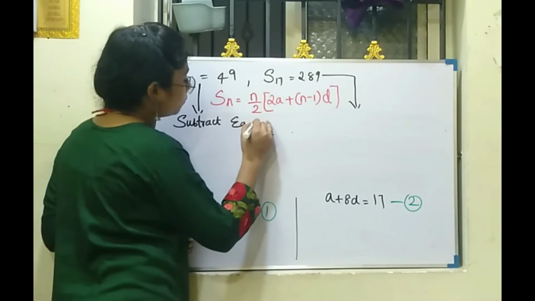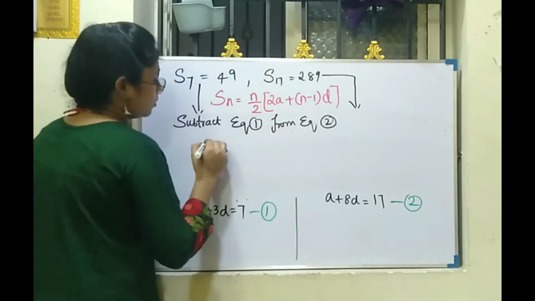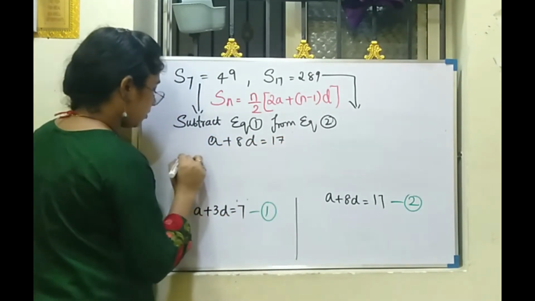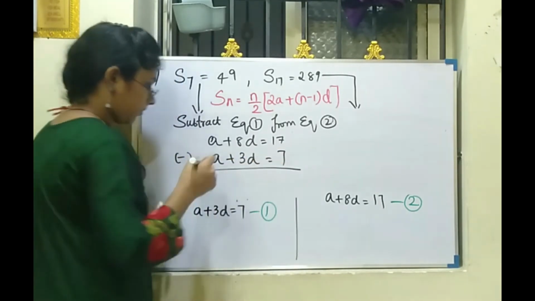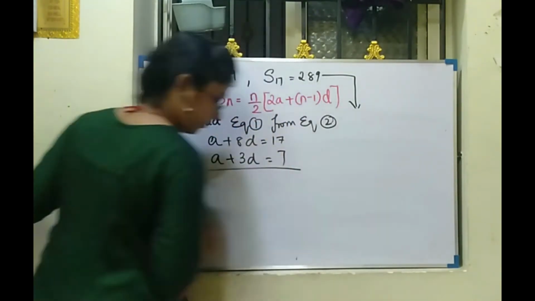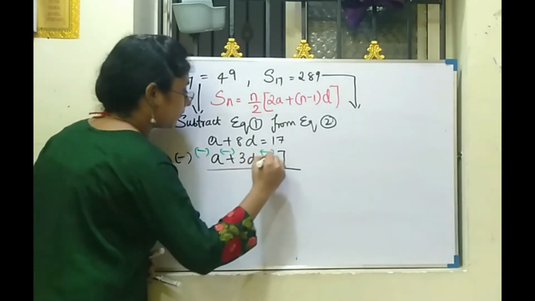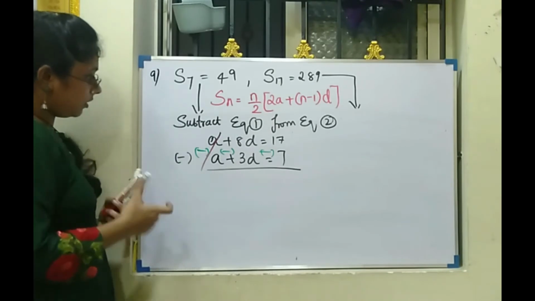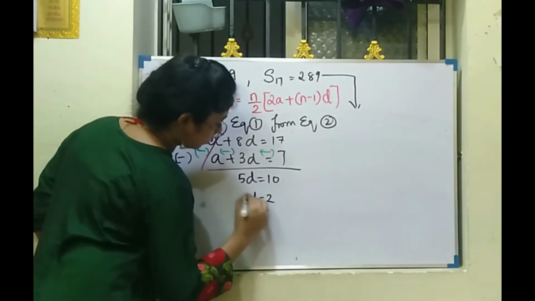Subtract equation 1 from equation 2. So A plus 4D, which is equal to 17, minus A plus 3D, which is equal to 7. When subtracting this, first I need to change the sign. A is getting eliminated and 5D will equal 10, and D is equal to 2.